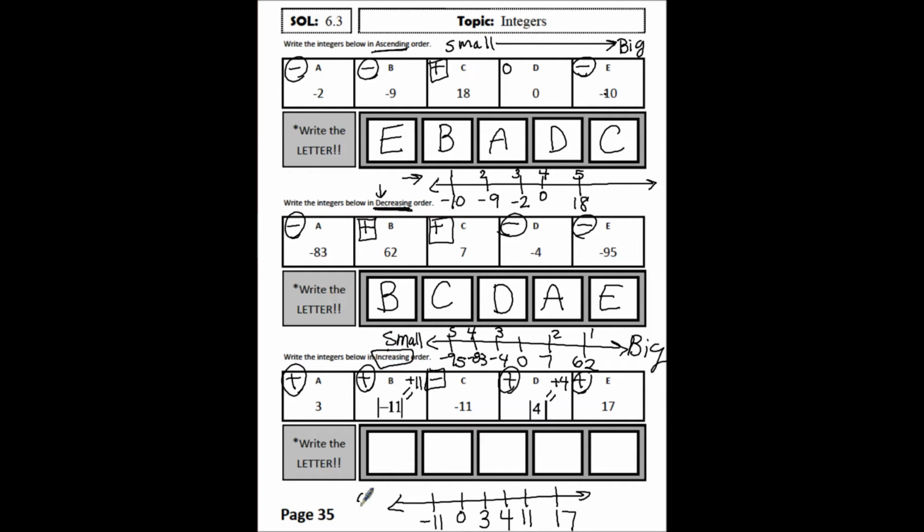And increasing order is from smallest to biggest order, so I'm going to be going from left to right. Increasing and ascending actually mean the same exact thing. So my smallest number is negative 11. It's like saying I owe someone $11. That's the worst situation. Then I have $3. Having $4 is better. Having $11 is even better than that. And having $17 would be the best situation out of these options.